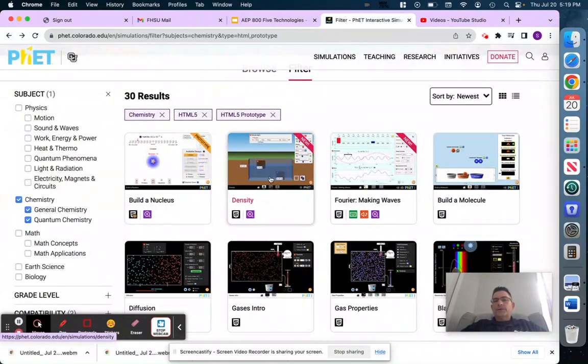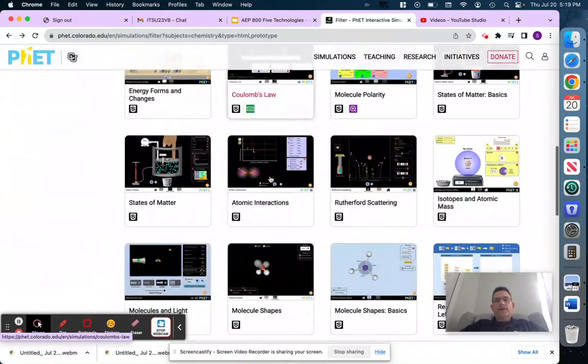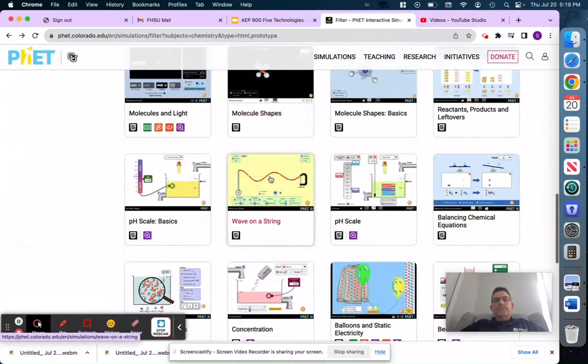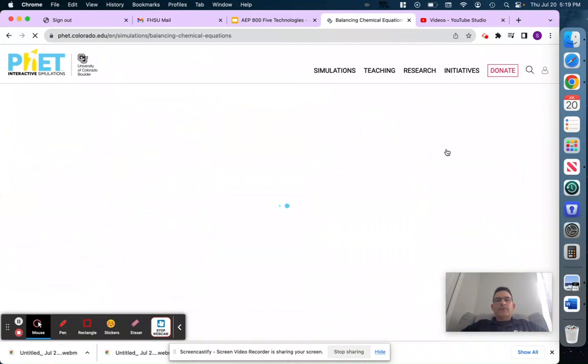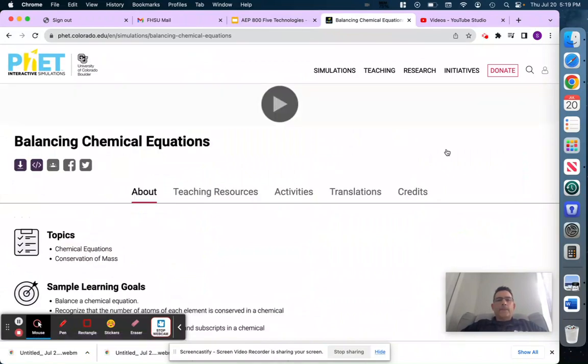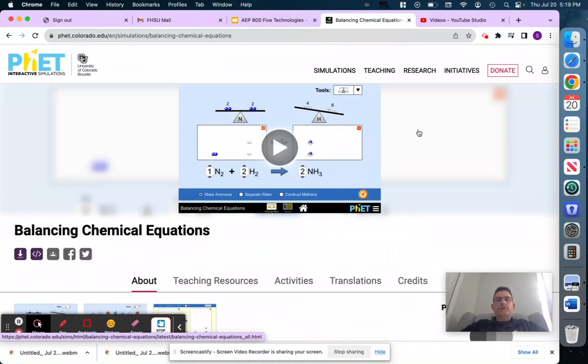Density is another one which we will be using for sure. I would say all of these are really important in a science class because, for example, again, if you look at balancing chemical reactions or equations, something you want to see. In this case, you use a pivot, which is an excellent method to discuss balancing chemical equations. So again, this is a must-have in any science room.